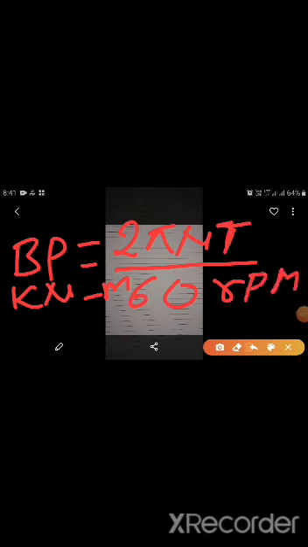Again, this revolutions per minute is converted into second. The T means here kilonewton meter. So kilonewton meter means kilojoules. Divided by 60 means kilojoules per second. It means it is a kilowatt here. So like this, BP equal to 2 pi NT divided by 60 here.